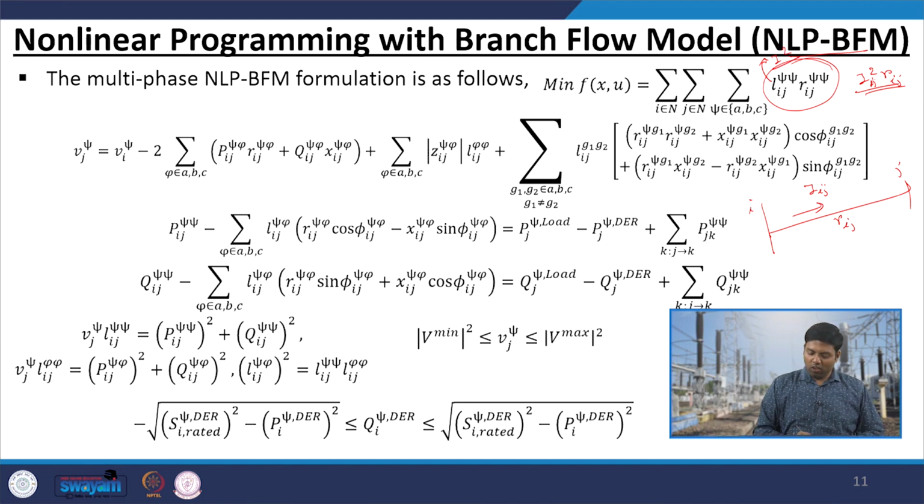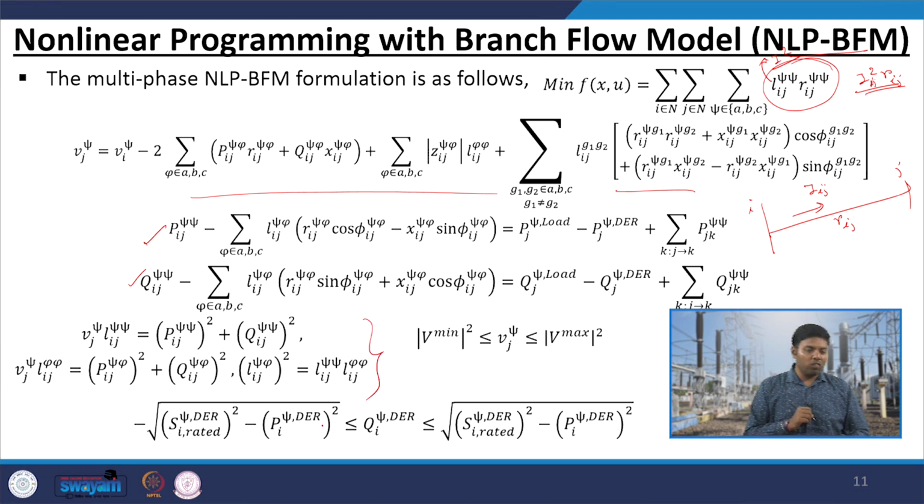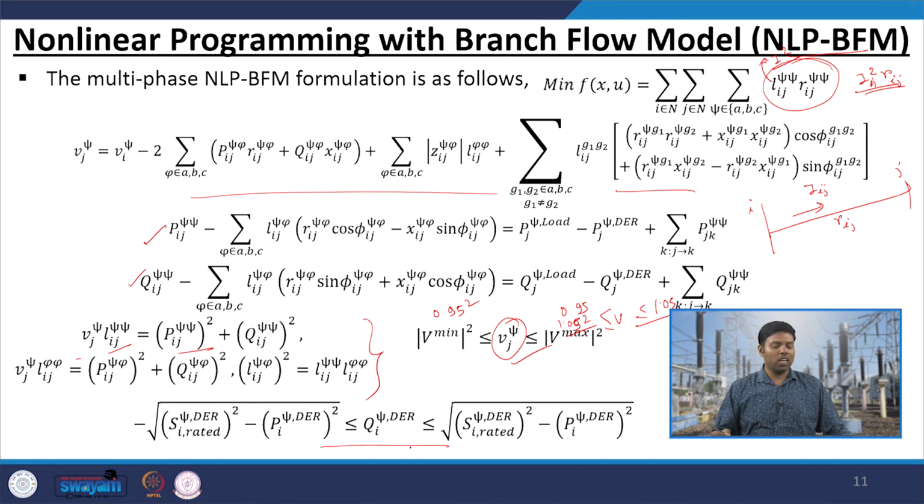So, with this you can write, this is your voltage equation we studied, this is your power balance equations, these are the nonlinear equations. So, we took nonlinear quadratic equality constraints for relating the power with the voltage and the current. Then you have this V square constraint as well. That means, if V is such that 0.95 is less than or equal to V, which is less than or equal to 1.05, then this will be 0.95 square to 1.05 square. So, this constraint we have to take, and similarly again the DR reactive power constraint.